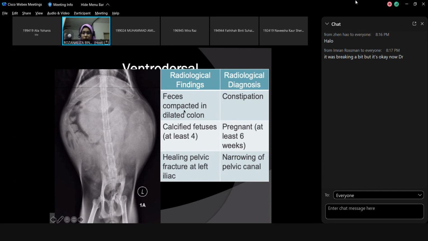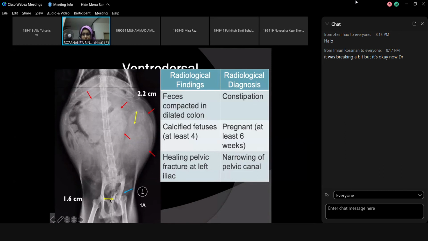This is from the radiograph. You can see here, this poor fella has a pelvic fracture at the left acetabulum. You can see a narrowing of the pelvic canal. The size is 1.6 centimeters, very, very narrow.